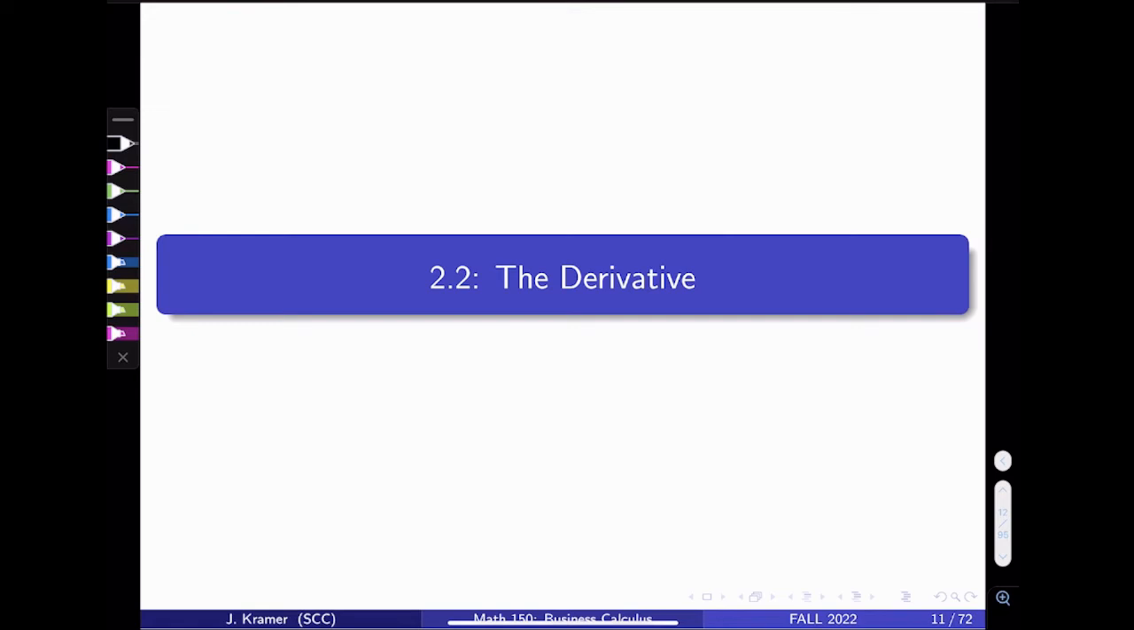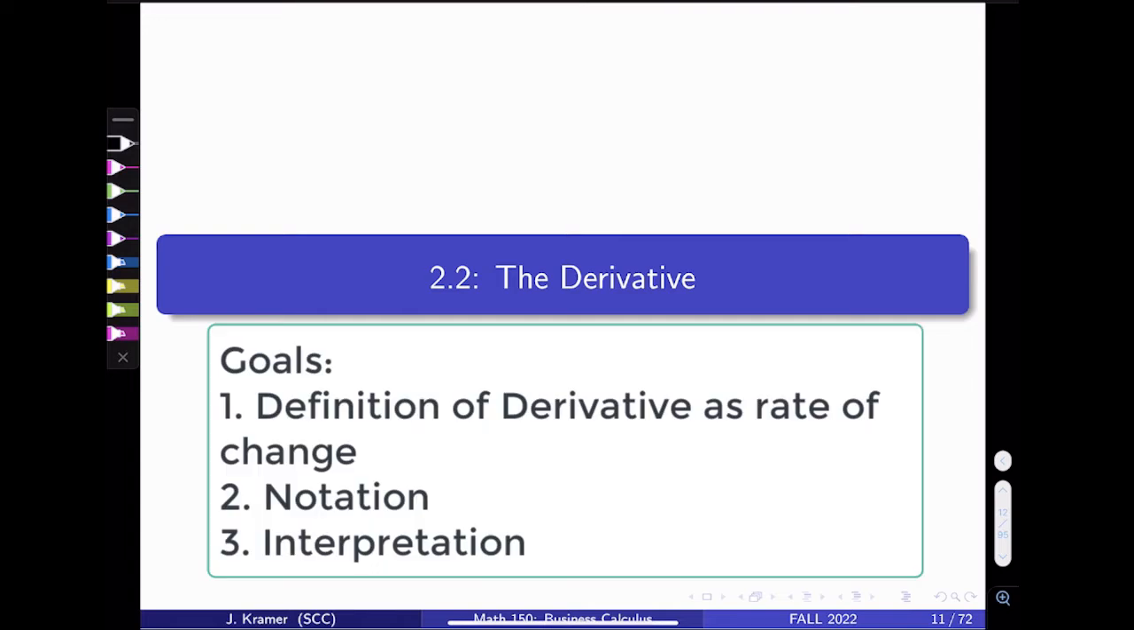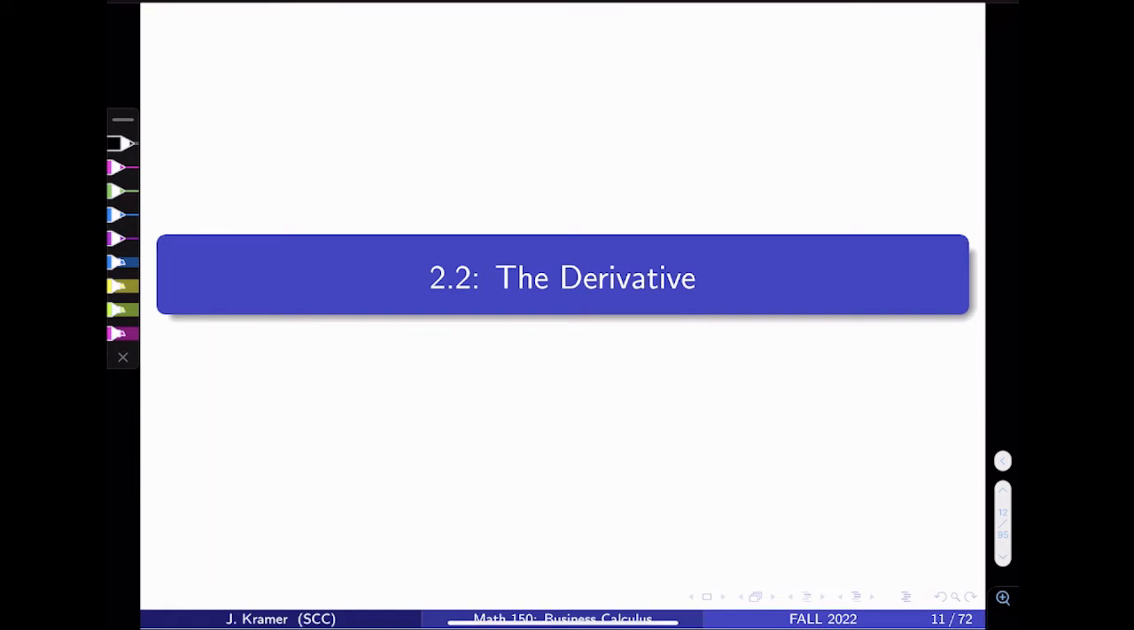In section 2.2, we'll be discussing the derivative. The goals of this video are going to be to define the derivative as an instantaneous rate of change. We'll discuss different ways to notate taking a derivative, and we'll also discuss interpreting the derivative.